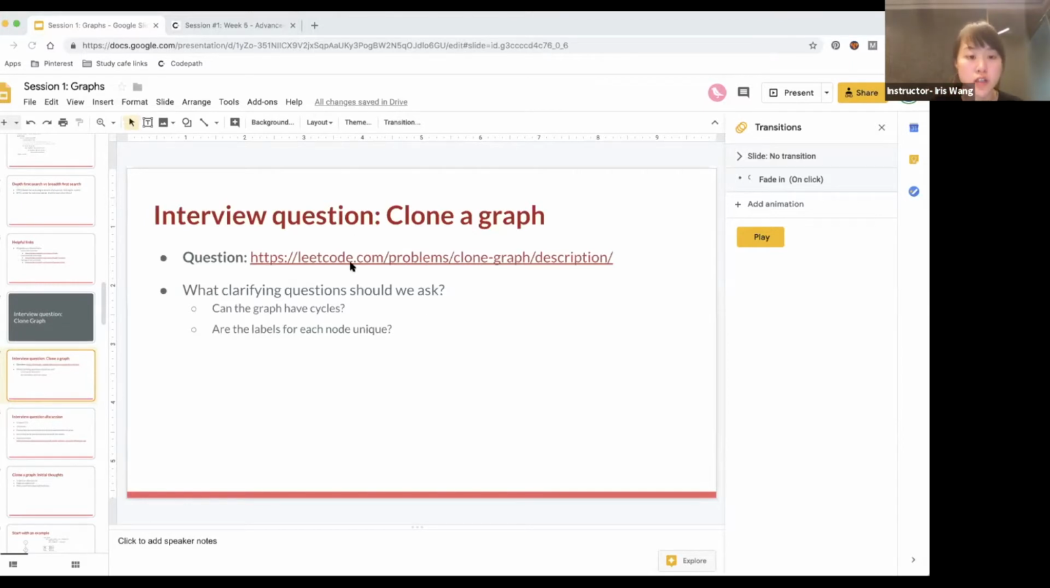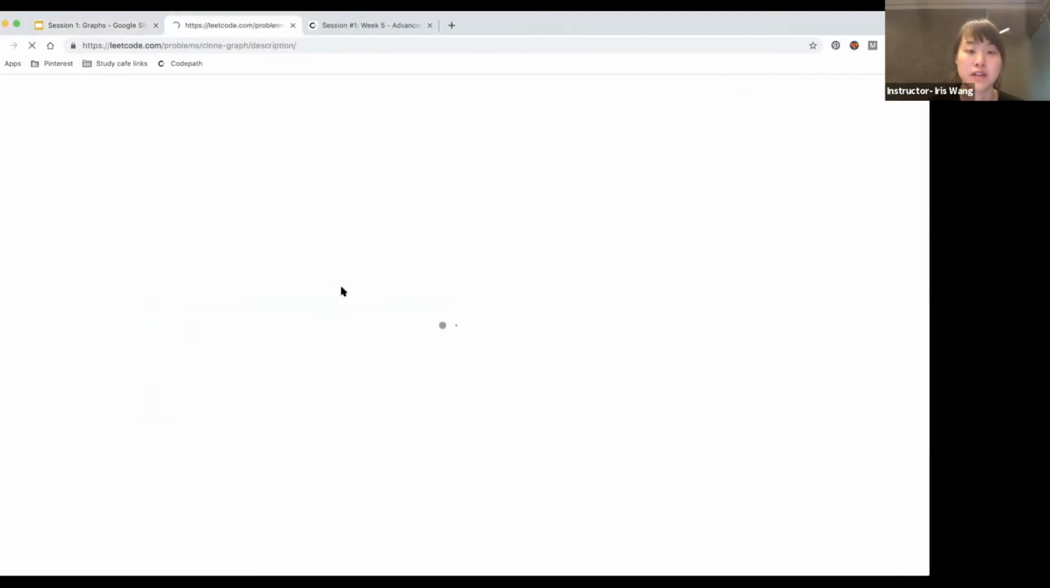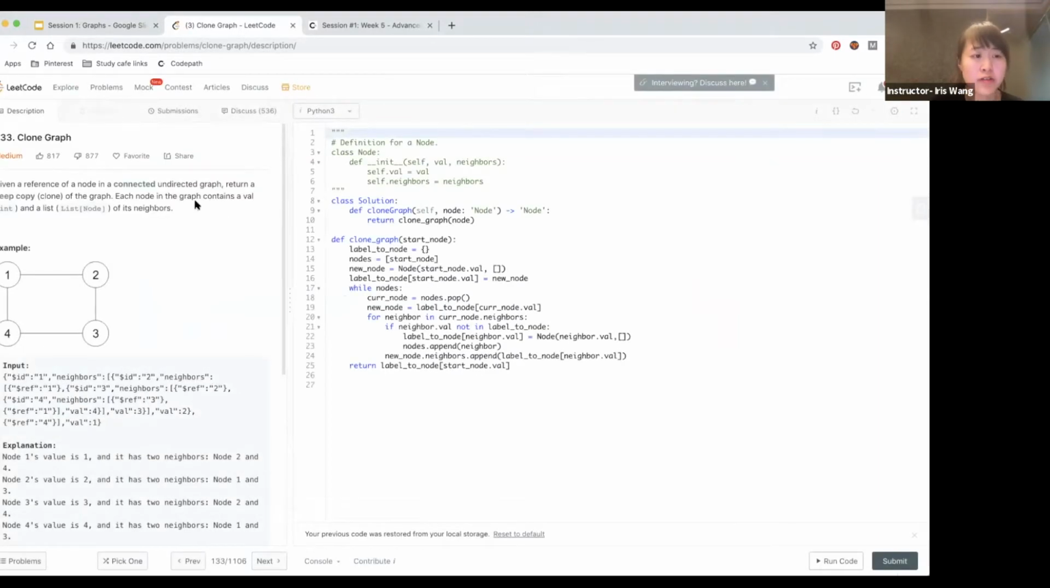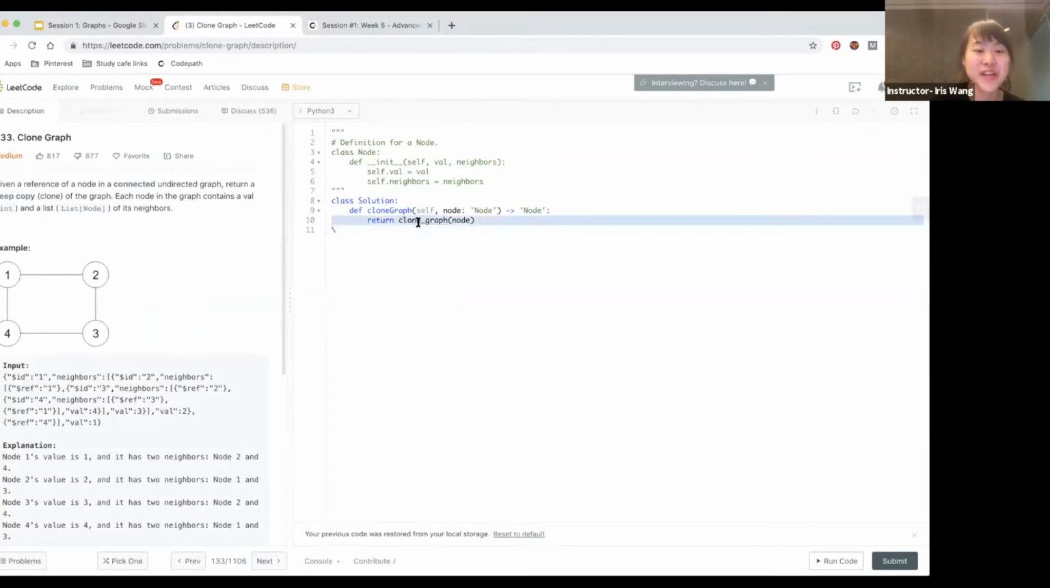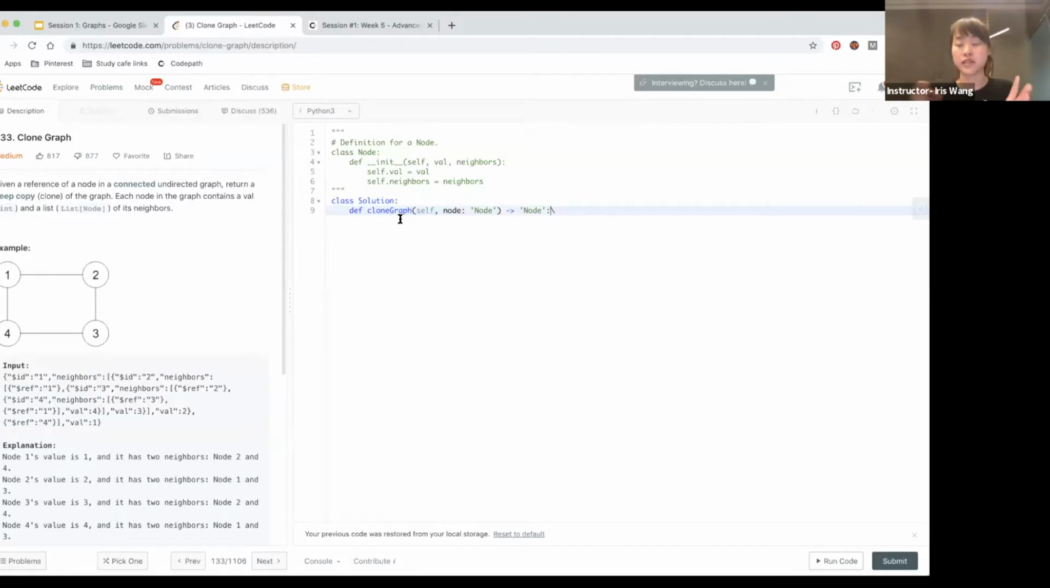So if you look at the question, we can open it up just to make it clear what the question is. The question is basically asking, you're given a reference of a node in a connected undirected graph. So explicitly, they tell you it's an undirected graph and the graph is connected. So basically, all the nodes will be reachable from this node you're given. They ask you to return a deep copy of the graph.